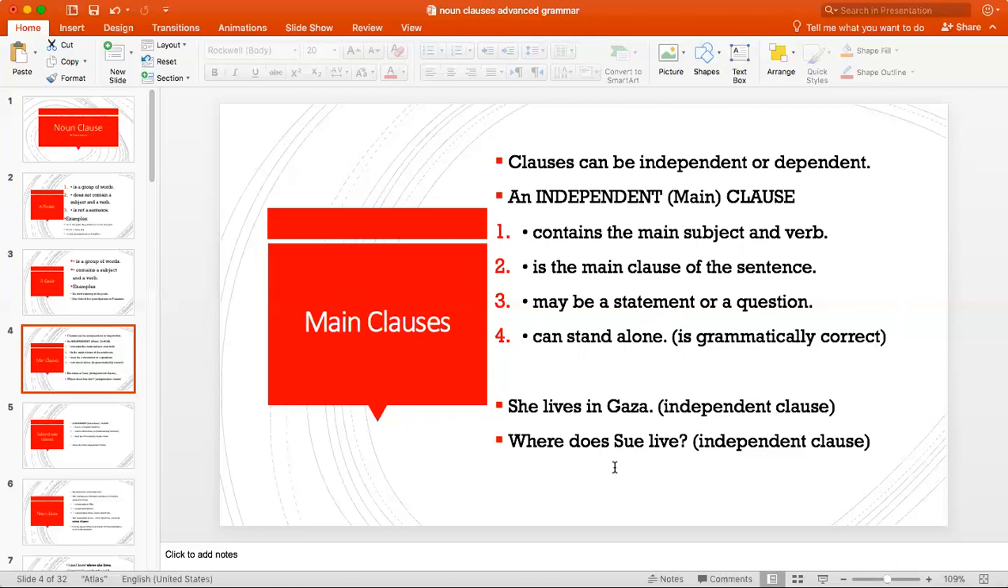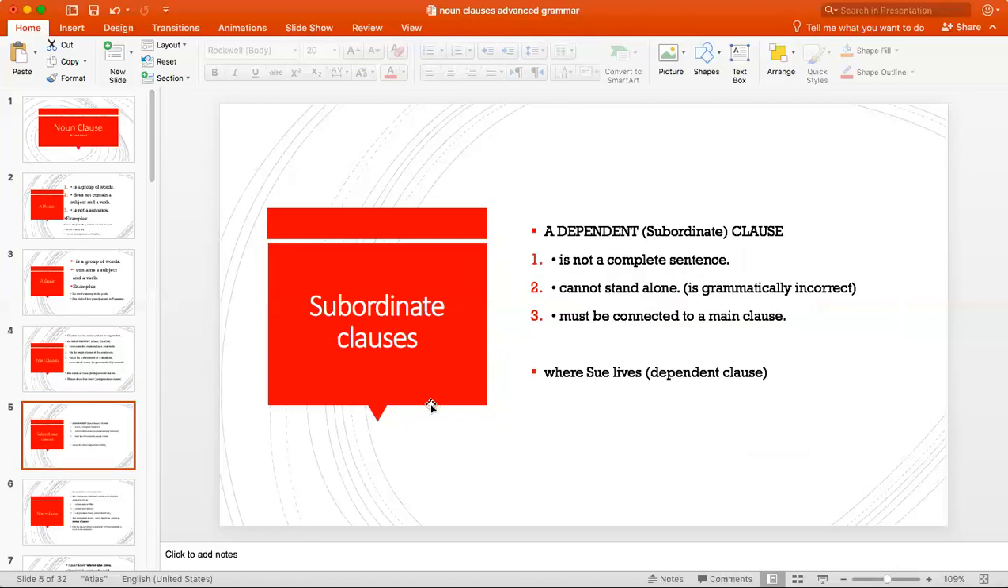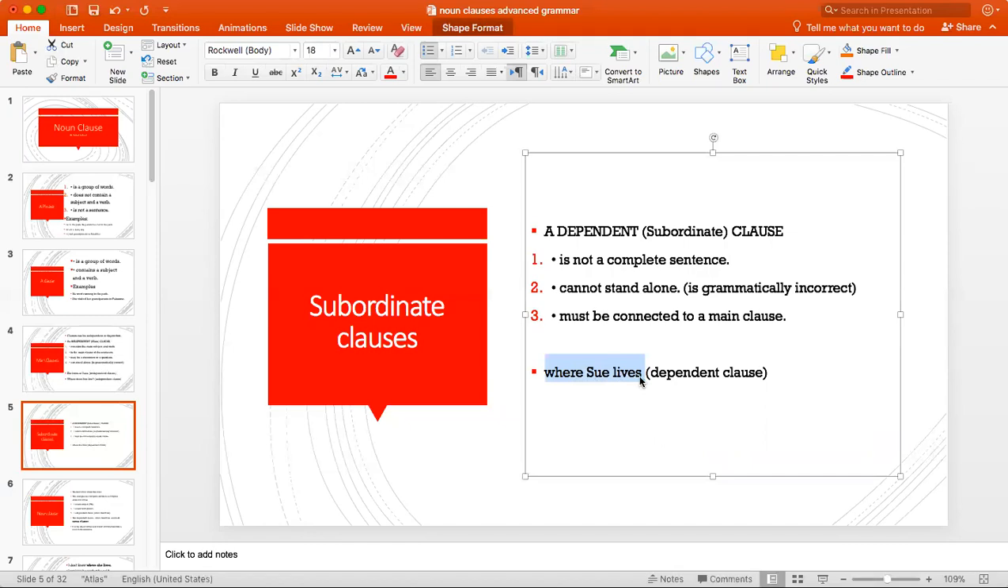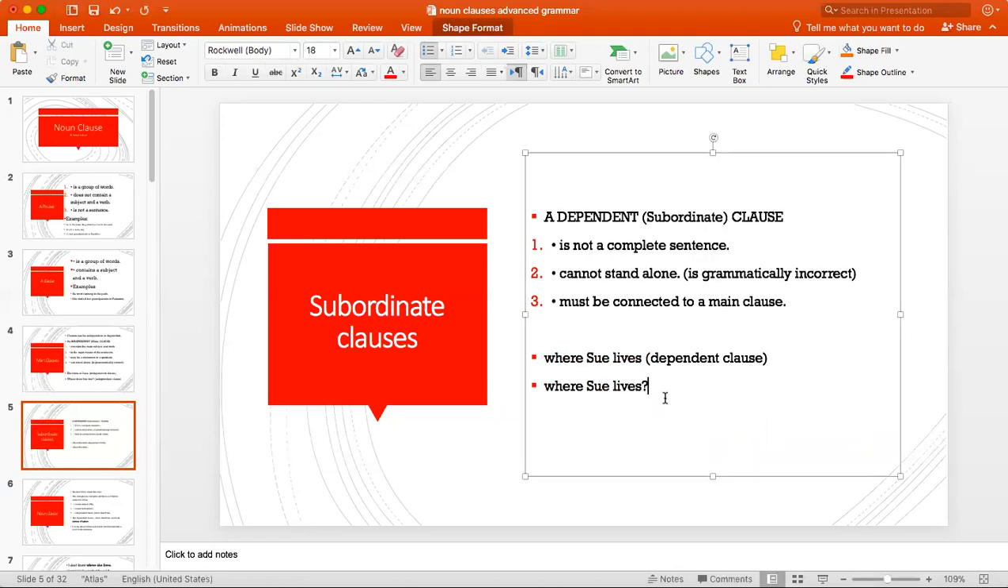She lives in Gaza. However, the subordinate clauses or the dependent clauses, they don't form a complete sentence. They can't stand alone, and thus they are grammatically incorrect. A sentence like where Sue lives, this is wrong. Even if you add a question mark here, where Sue lives, this is wrong. This is not a question.